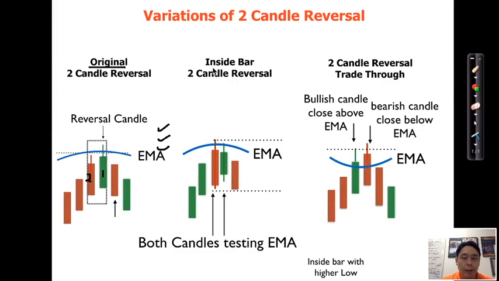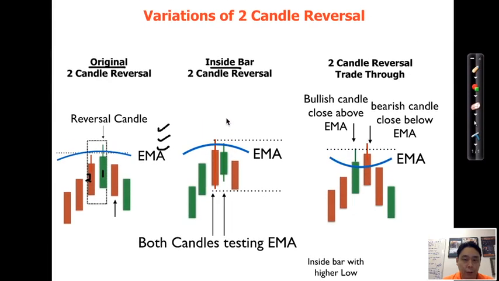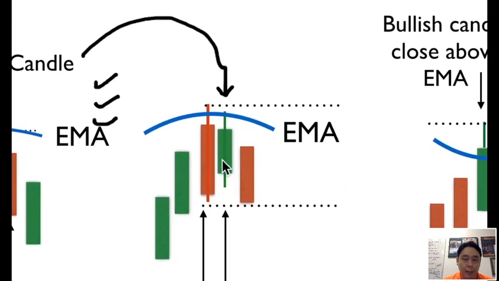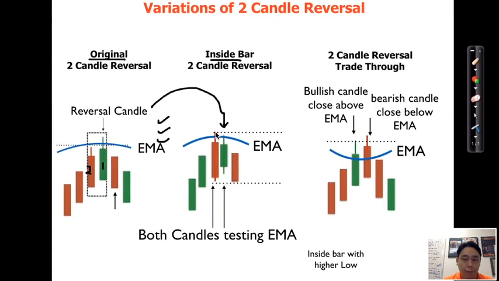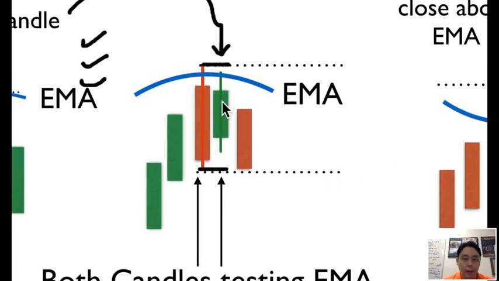Now again, we have got the inside bar pattern, where in this case, the reversal candle, which is this guy, is now an inside bar of the previous candle, right? So it's an inside bar. The range is completely within the range of the previous candle. This is the mother, this is the baby, right?